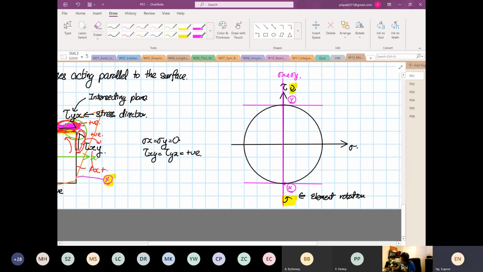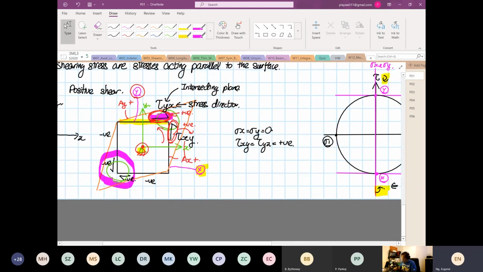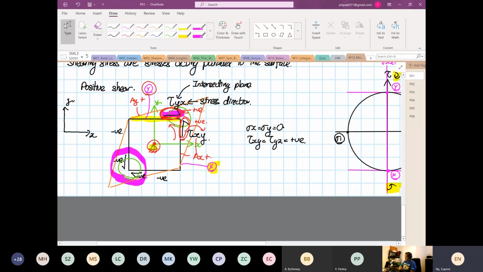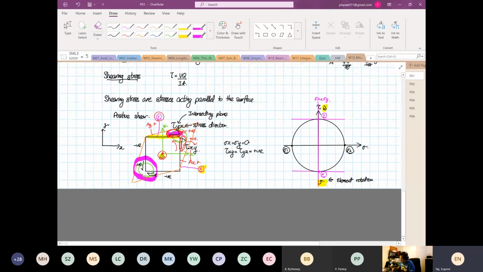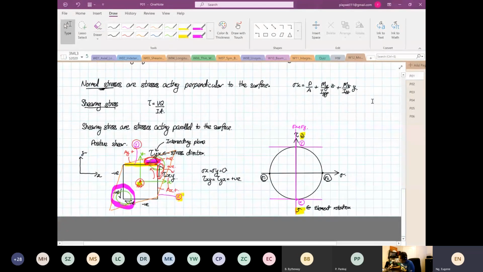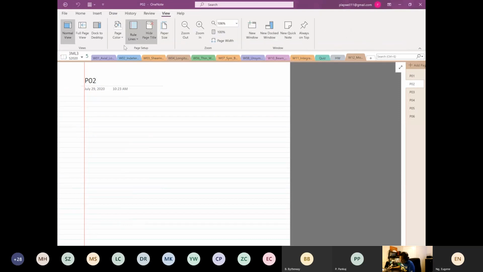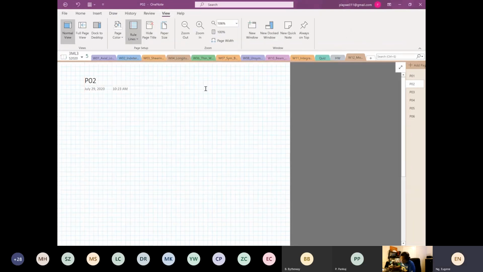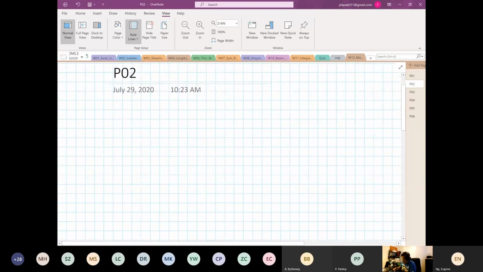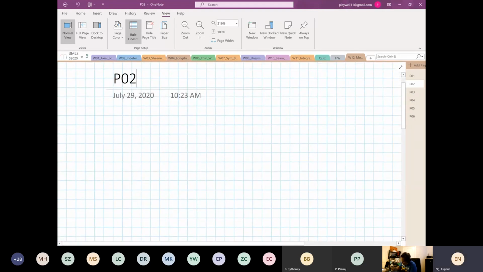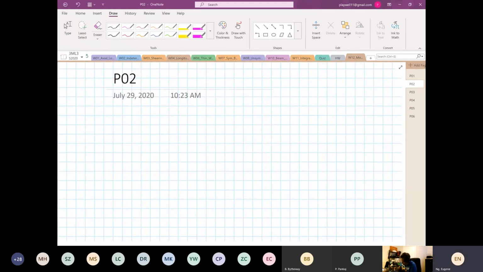So this is your stress 1, your principal stress, and this is your stress 2, your other principal stress. This is what we call positive shear. So now you know what positive shear is. Now let's look at negative shear. I'm going to draw it on the next page. Same, so I'm going to write this as negative shear.